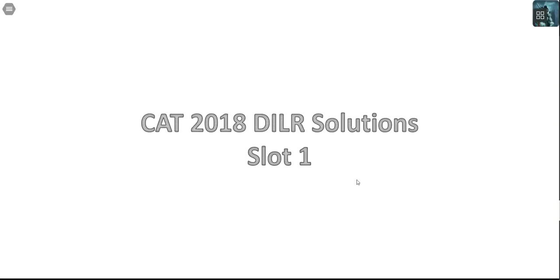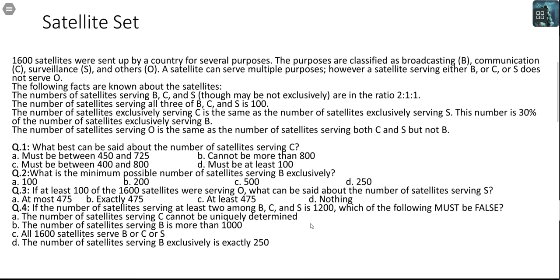Let's look at this question from CAT 2018 DILR section. 1,600 satellites were sent up by a country for several purposes. The purposes were classified as broadcasting, communication, surveillance, and others. A satellite can serve multiple purposes. However, a satellite serving either B or C or S does not serve O.